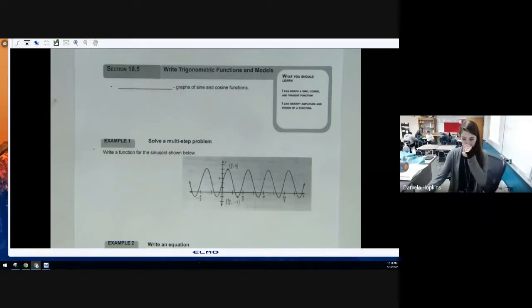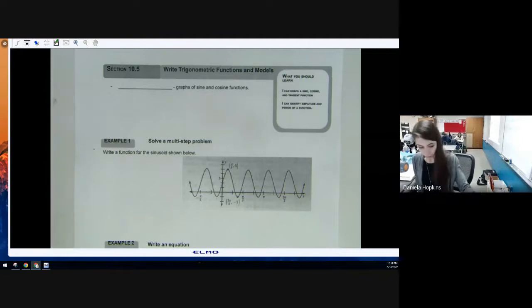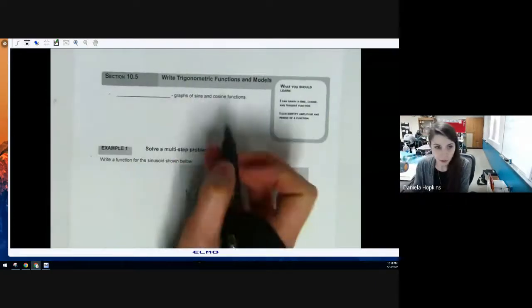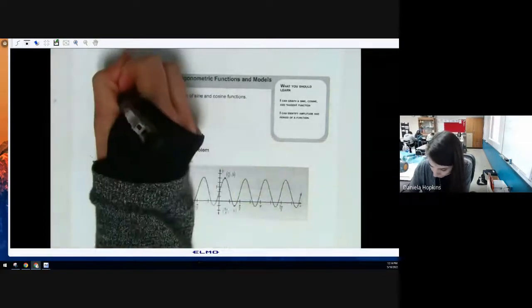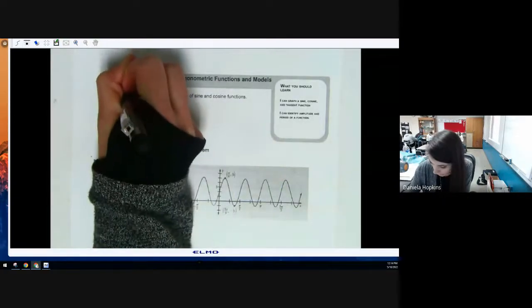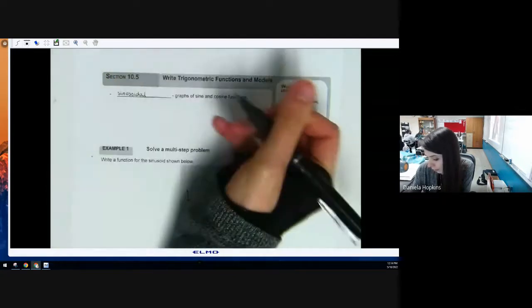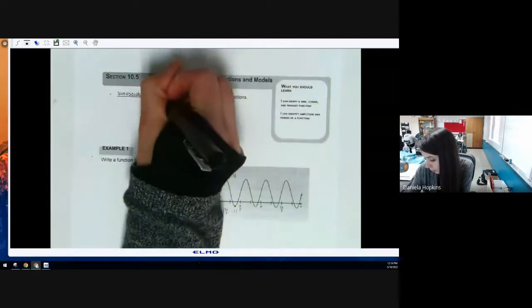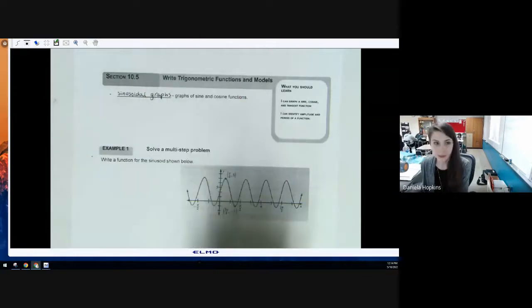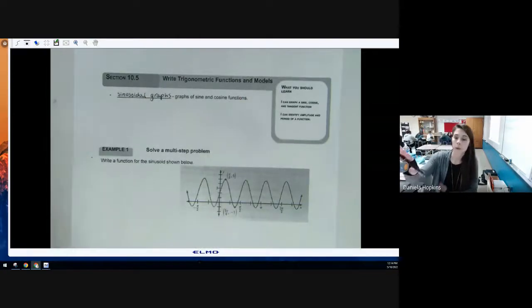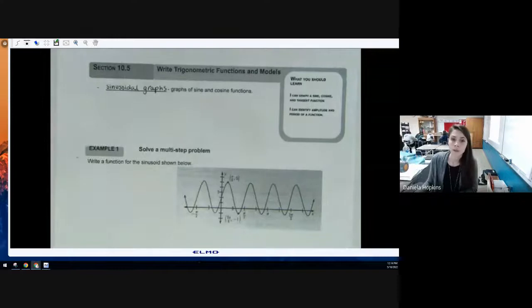So one vocab word that I probably should have given you before, but oh well. Graphs of sine and cosine functions have a special name. Those are called sinusoidal. I'll say sinusoidal graphs or functions. Those are graphs of sine and cosine functions.